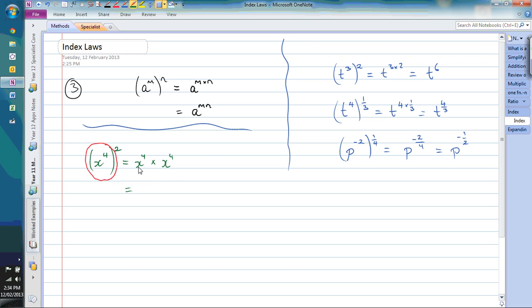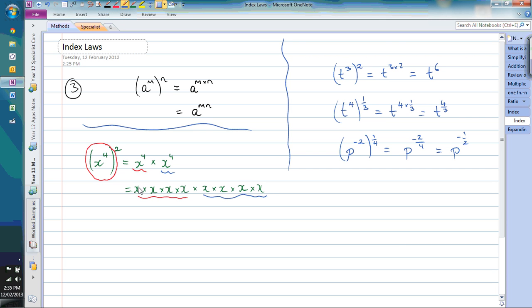Now, what do each of these mean? Well, x to the 4 means x times x times x times x, x multiplied by itself 4 times, and this x to the 4, well, it's just going to mean the same thing, x times x times x times x, 4 of them.